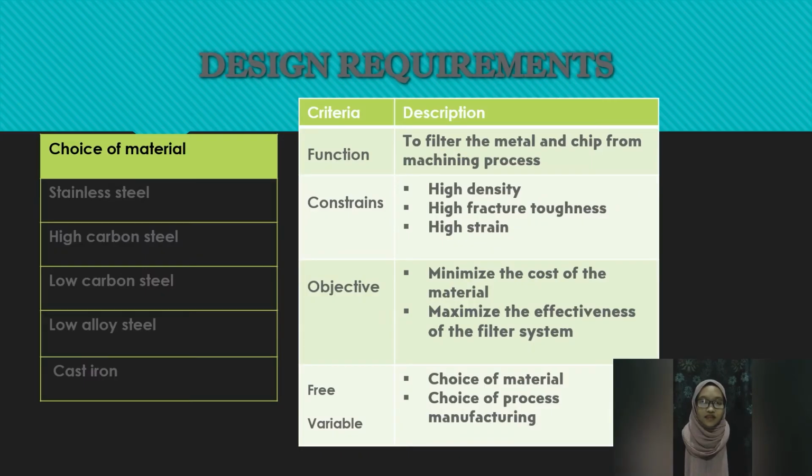Second, the design requirement for the filter woven mesh. The material we selected is stainless steel. This is because stainless steel can be used in design to reduce material thickness, and reduce weight and cost. For the function, it is to filter the metal chips from the machining process. For the constraints, they are great strength and good corrosion resistance. For the objective, it is to maximize the effectiveness of the filter system.